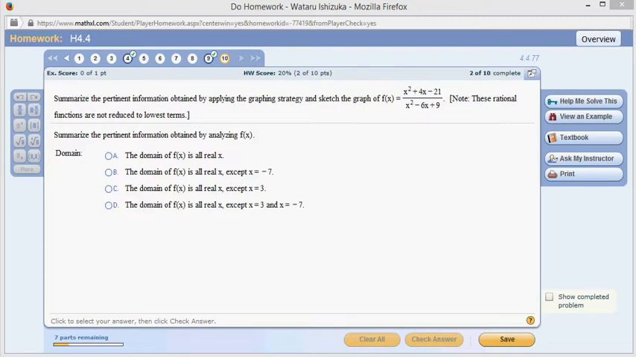Alright, let's look at homework 4.4, problem number 10. Here's a function: x squared plus 4x minus 21 all over x squared minus 6x plus 9. First we want to find the domain.